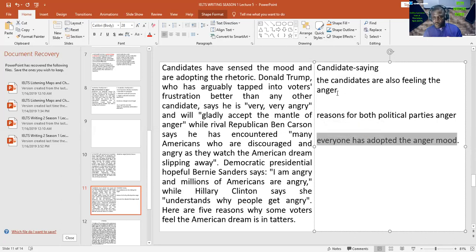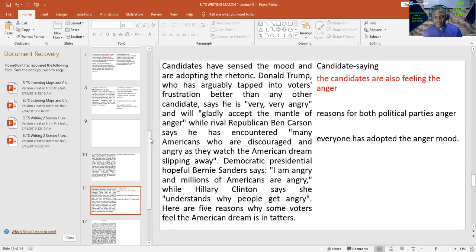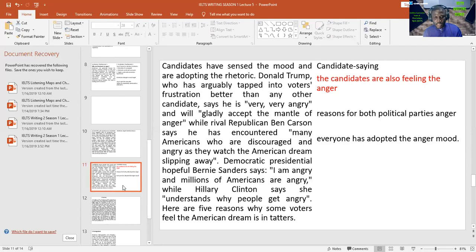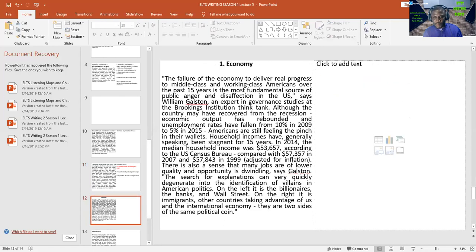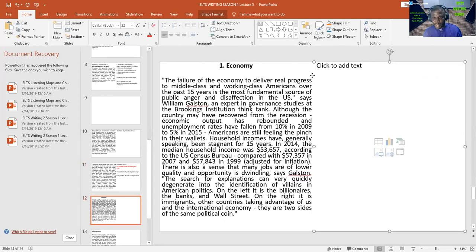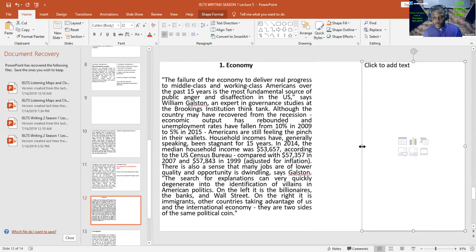Yes, the person who was closest was this person who wrote this one. Candidates are also feeling the mood, but what is missing is the word "saying," what is particular about the candidate. I want us to do this one. Let me expand it to make it clear. I want us to do this.